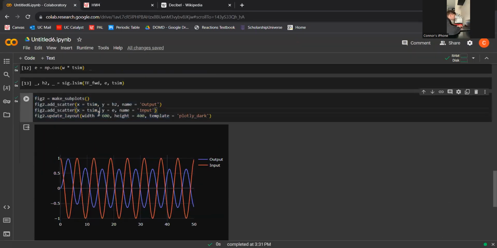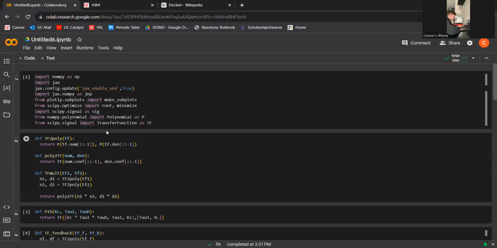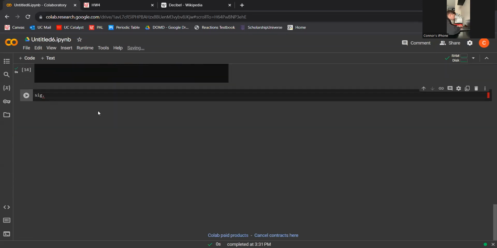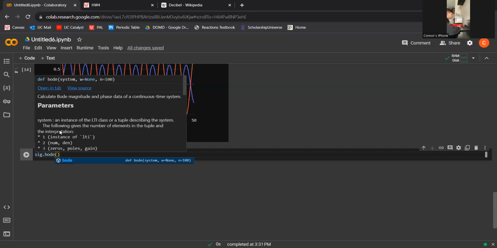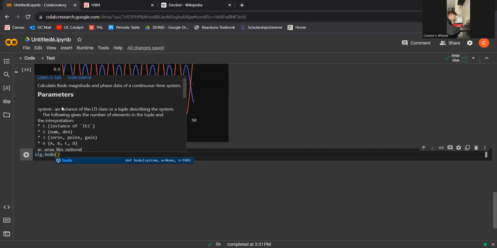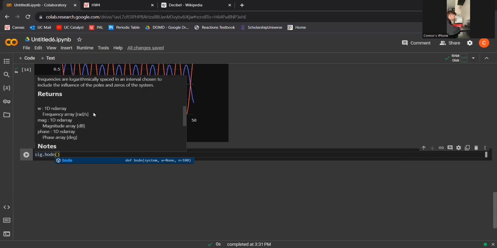So what that kind of looks like here, we're going to be using scipy.signal. We have this library implemented, so we can just do sig dot and then the Bode. If you look here, our inputs, we just need some sort of system. So we're going to input our transfer function from part B, and then it returns 3 different arrays: the frequency array, the magnitude array, the amplitude in decibels, and then our phase array or the phase lag in degrees.